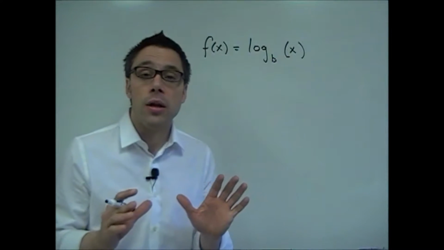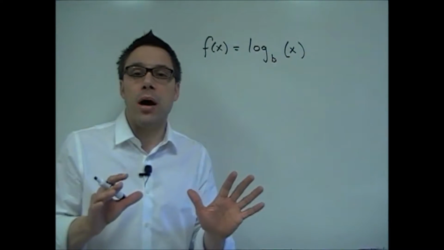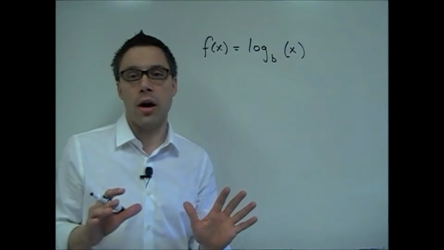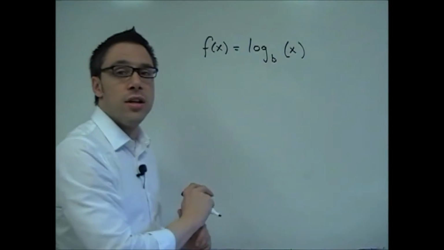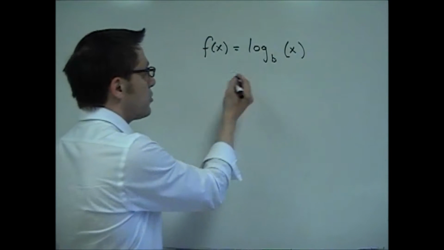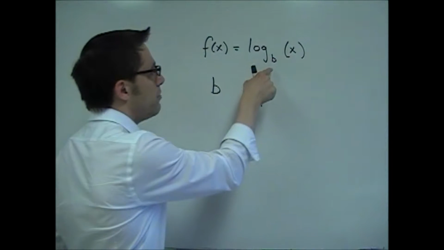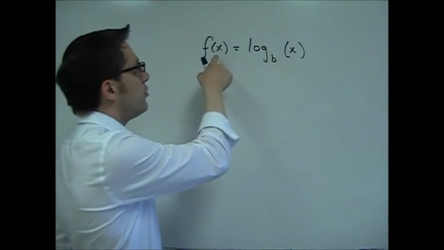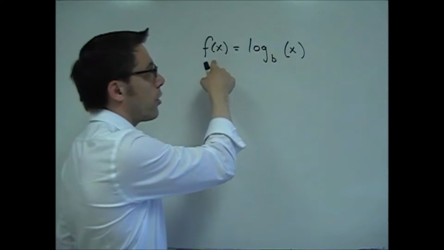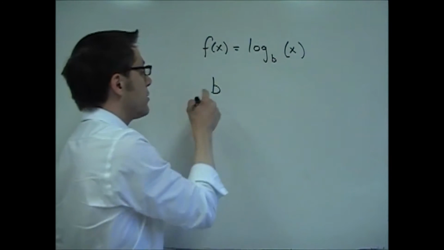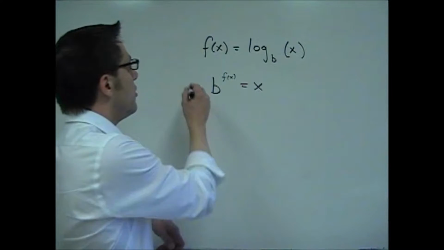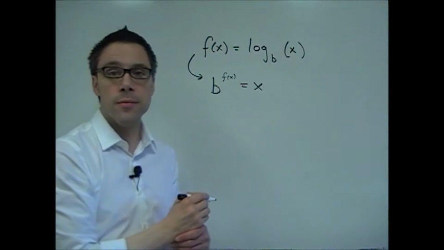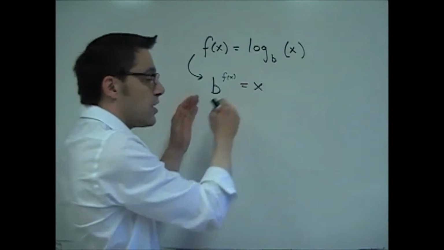Now recall, there's a connection that we know about between exponentials and logs. They're inverses of one another. In particular, this expression is equally written this way. This really means that I take the base b and raise it to what power in order to get my input x, right? So b to the f of x is equal to x. These are equivalent statements, okay? So I've just rewritten this in a different form.